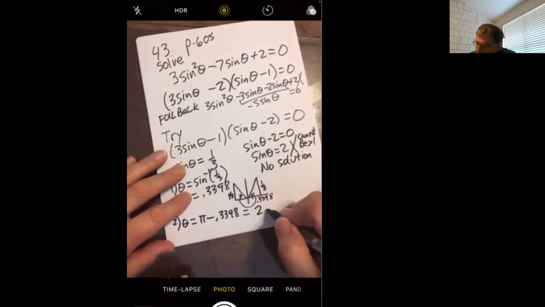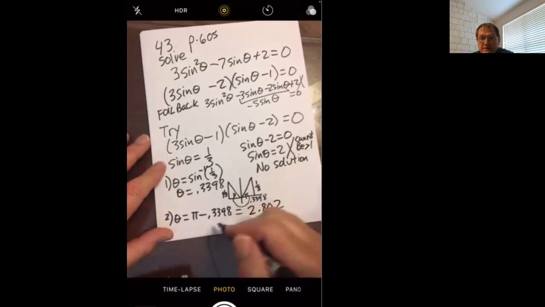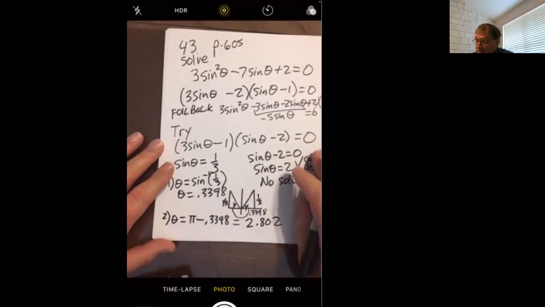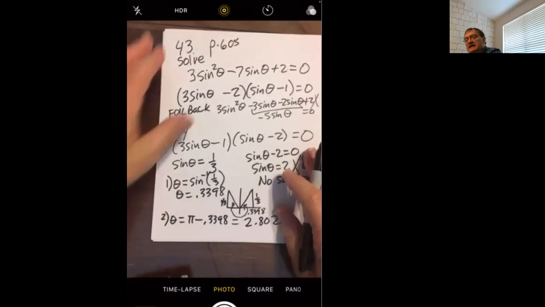2.802, we'll call it. Notice it's short of pi, as it should be. You're less than pi, because subtracting off. I should be adding on the 2 pi k's, but by this time I'm kind of sick of it.